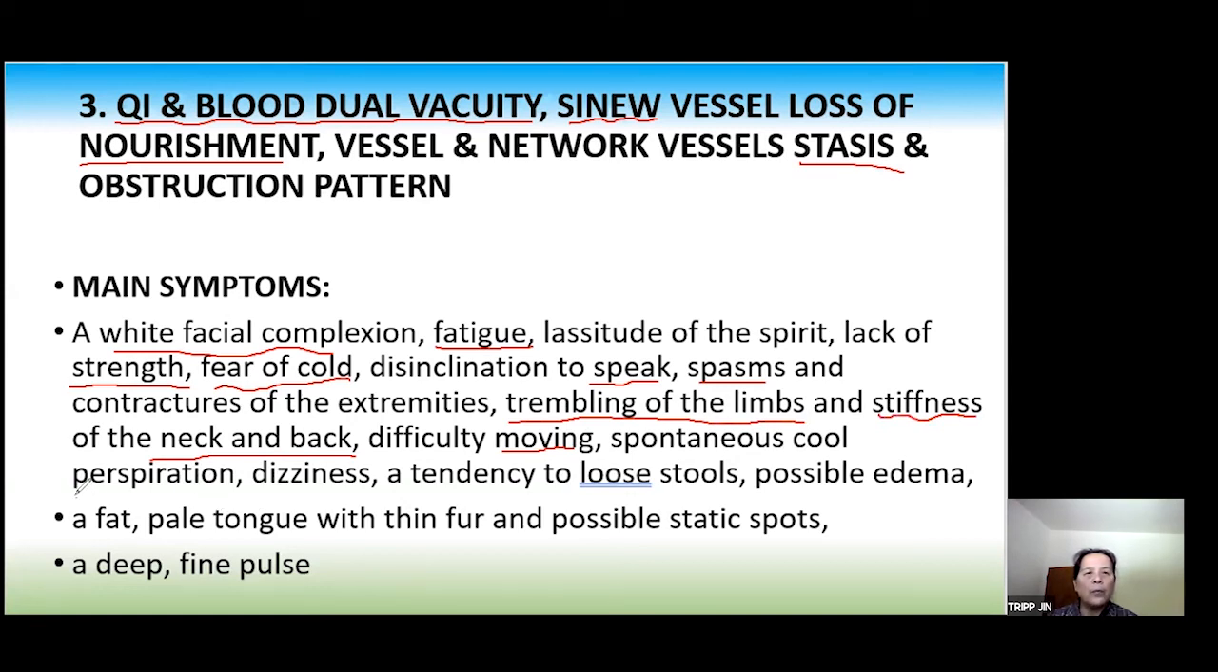Could have some sweating, kind of spontaneous sweating, cold sweating, and maybe dizziness, and loose stool, and even possibly poor eating. The tongue is pale, swollen, and maybe with some teeth marks there. And a deep pulse, thin pulse. So that's the deficiency pattern.